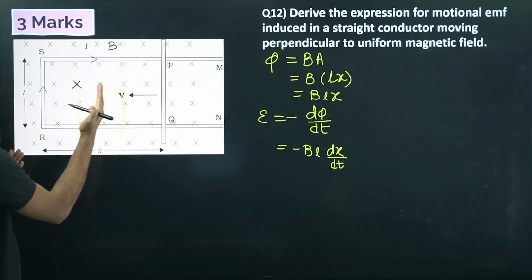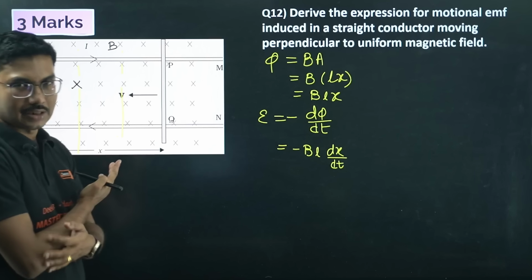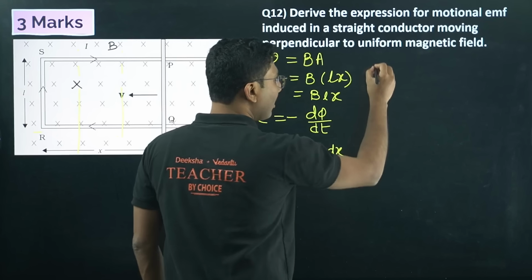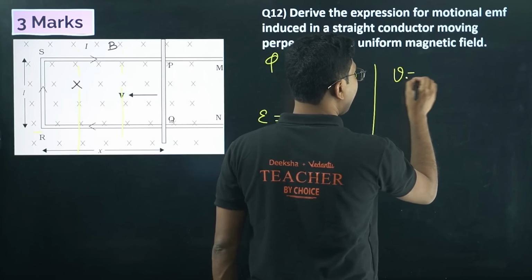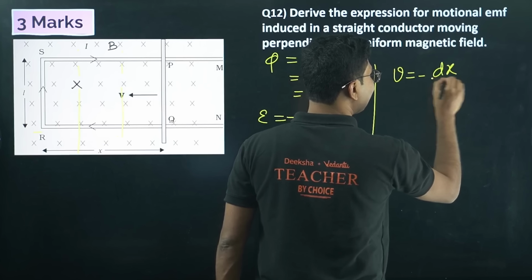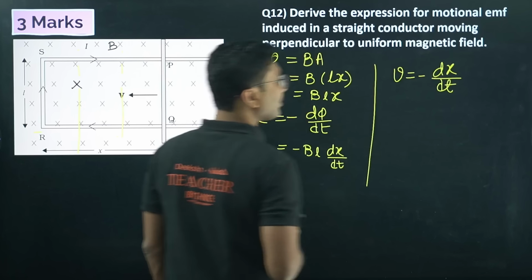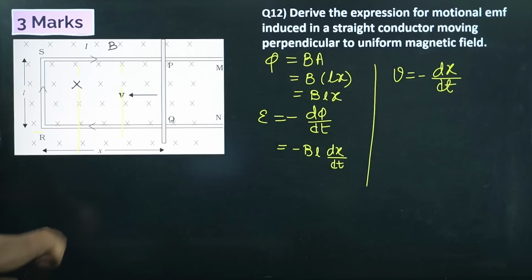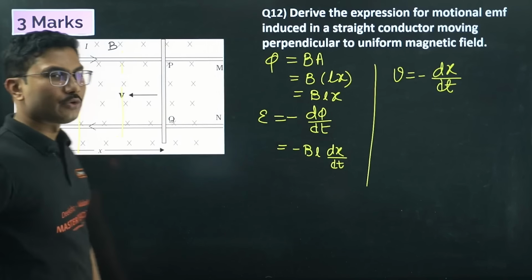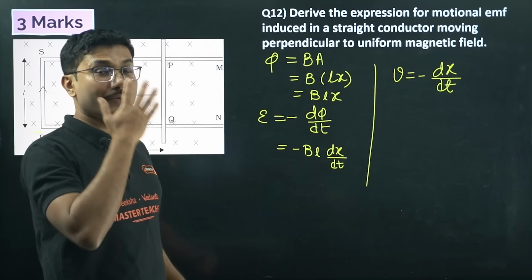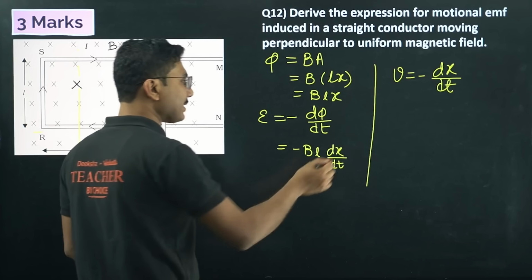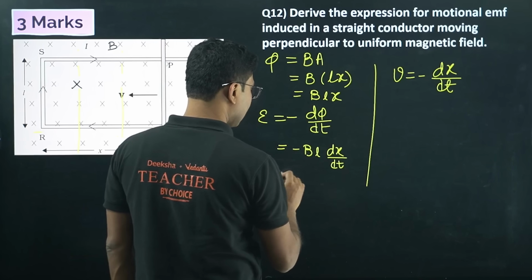As you are coming closer and closer, the area is decreasing. So we can say that the velocity of the rod can be given by minus dx by dt. Okay, velocity of the rod is minus dx by dt. Why minus? Because as it is moving towards the other end, the area is decreasing. So to represent that, the velocity has to be minus.